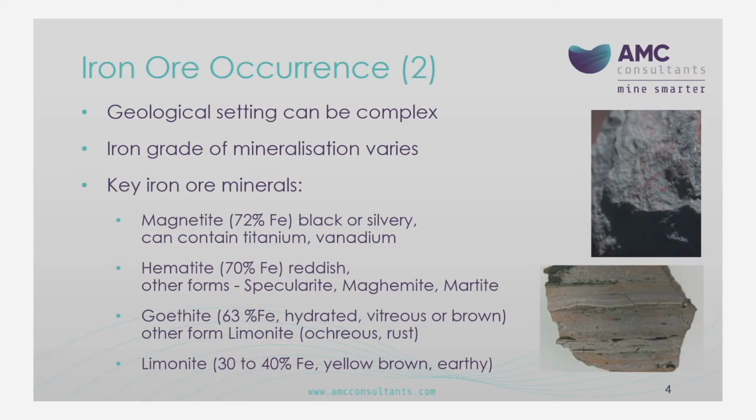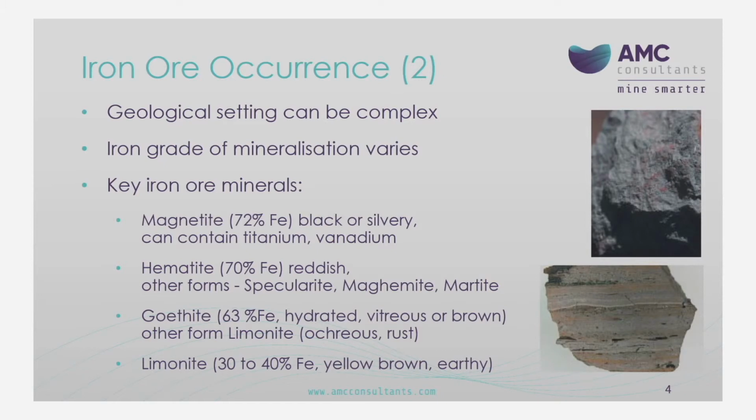So the settings can be complicated. Everybody thinks a bulk commodity, simple to find and mine, but it's not always that simple. The grades of the various components can vary quite markedly. We look at magnetite, 72% iron, black or silvery, can contain titanium, vanadium. Hematite, 70% iron, a lower concentrate of iron, it's reddish. There's lots of other forms of hematite. Goethite, more oxidised, vitreous or brown, looks a bit like limonite. Limonite, 30 to 40% iron, yellow-brown, a lot of water associated with the limonite.